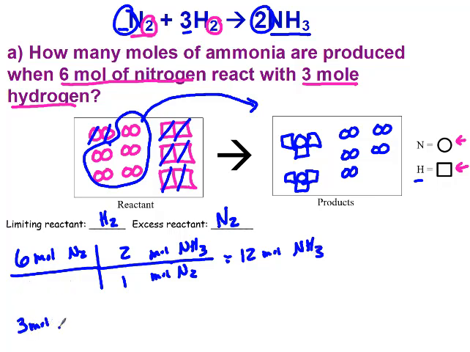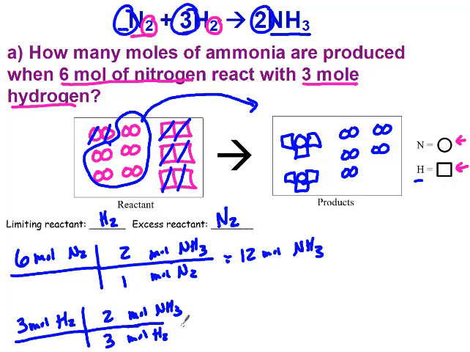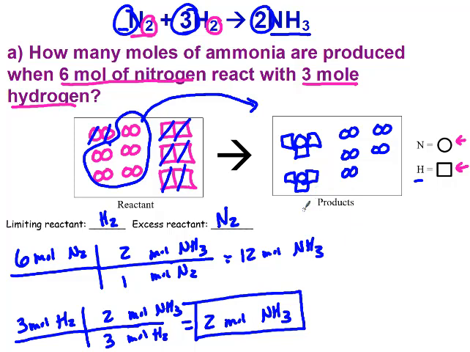I had 3 moles of hydrogen. Moles of hydrogen goes on bottom to cancel out, and I'm trying to find moles of NH3. From my balanced equation, I still have a 2 with NH3, and now I have a 3 with hydrogen. 3 times 2 is 6, divided by 3 is 2 moles of NH3. Out of 12 and 2, 2 is smaller, so I could only produce 2 moles of NH3. Notice I produced 2 moles of NH3. The nitrogen was my excess reactant, and that's why it's over here in the container.